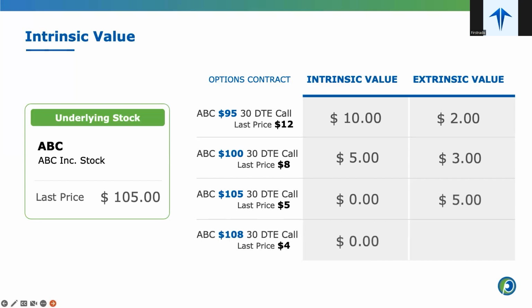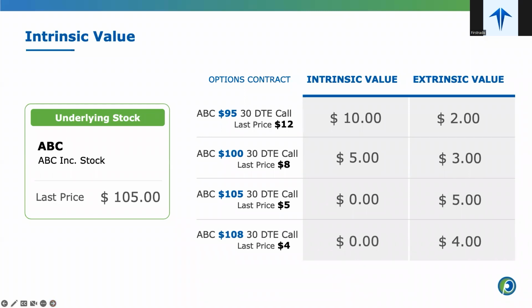Now we have an out of the money option, 108. So exercising with our terms to buy at 108 versus the market price of 105, the market is a much better price, so therefore it's out of the money. That last price is 4, and therefore, it's purely extrinsic value.